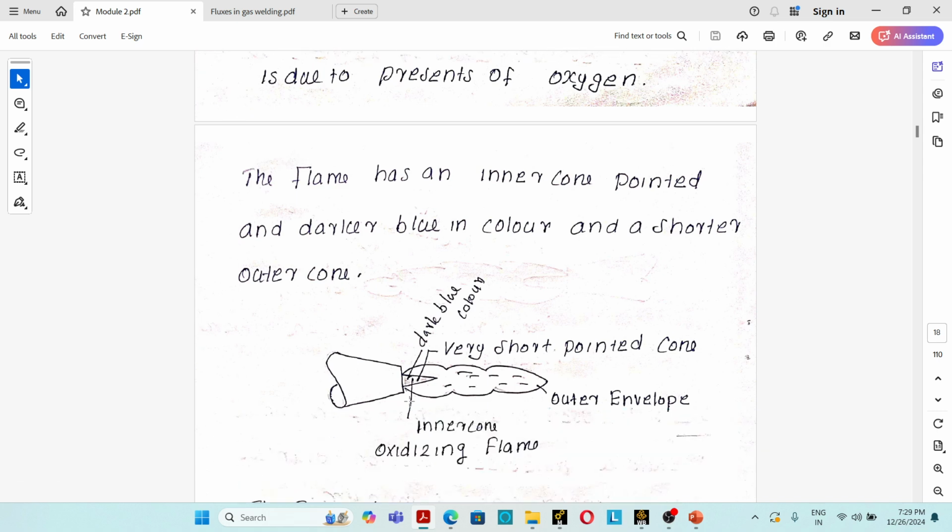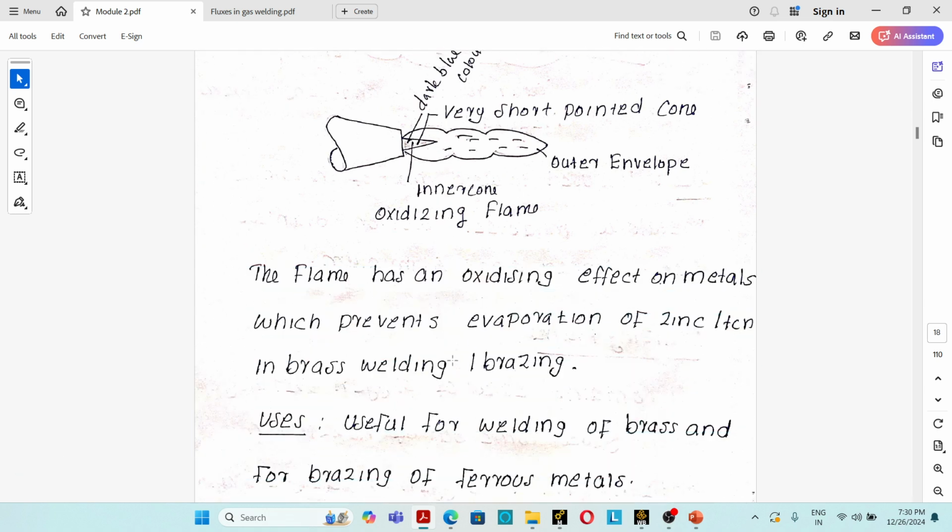So the characteristic of the flame is that it has an inner cone, pointed and dark blue in color, and a shorter outer cone. That's the characteristic of the oxidizing flame. See, the flame has an oxidizing effect on metal, which prevents evaporation of zinc or tin in brass welding or brazing. That's a very important point.